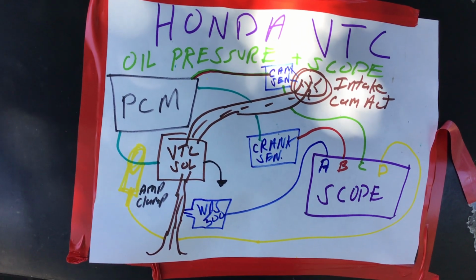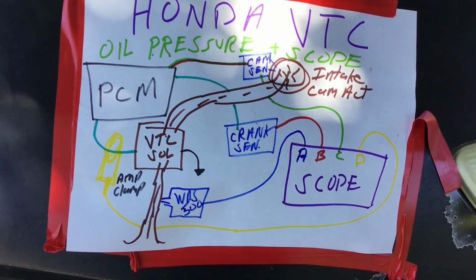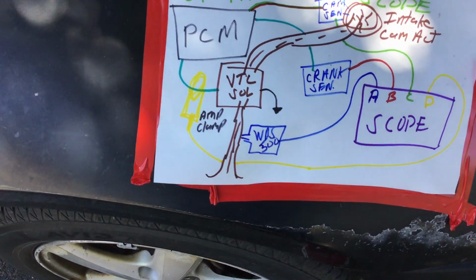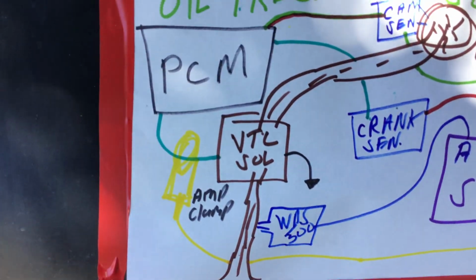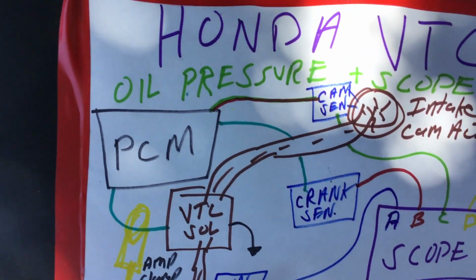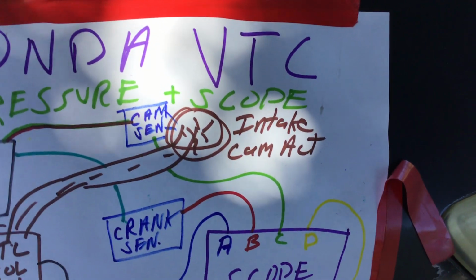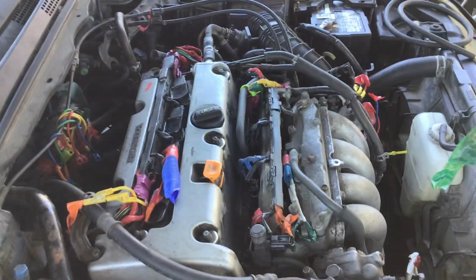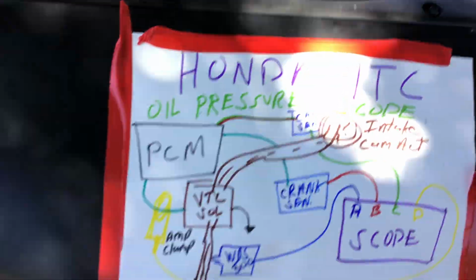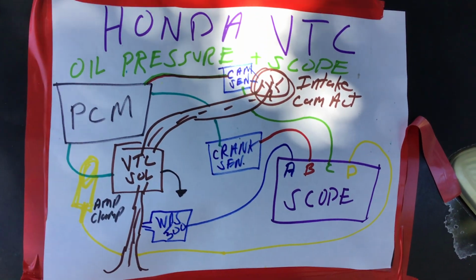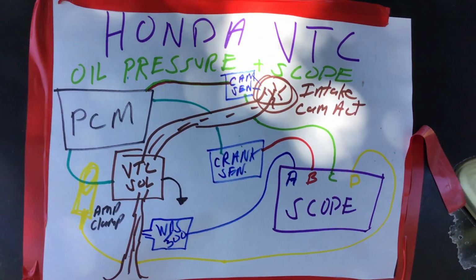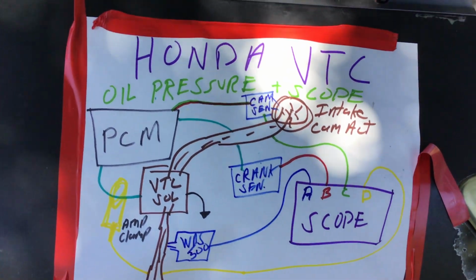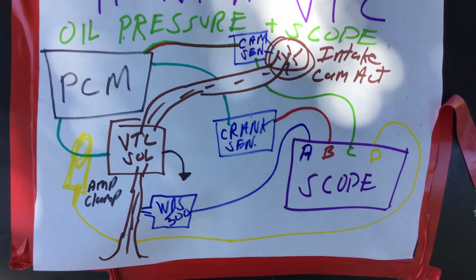As you look at your illustration here, we can see the VTC solenoid. That's right where the oil comes in to the solenoid. The solenoid is duty cycled up to the intake cam actuator. I've shown this in some other videos in the past. On this engine, the 2.4 Honda, they phase the intake camshaft only. The movement of that cam is monitored by its cam sensor, and there's also the crank sensor.